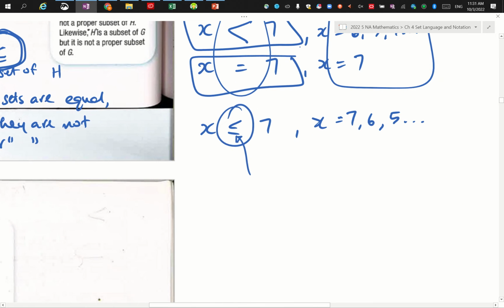Just like saying, hey, is this inequality sign the same as equal? No, it is actually equal as well as less than. Right now, our subset symbol has two options. Maybe it is a proper subset, maybe it is equal.